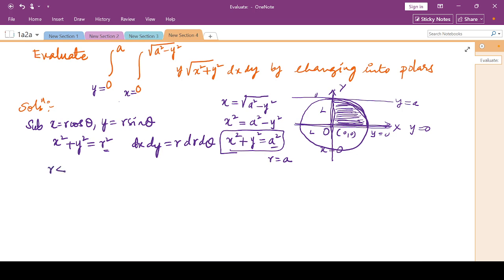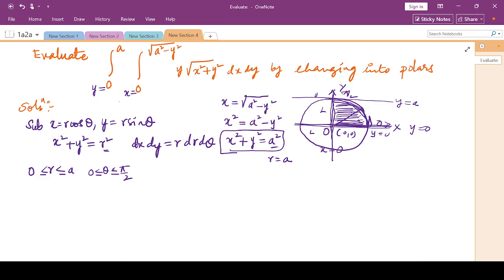Further, r varies from, and what is the value of theta? What is the starting point and ending point of theta? Just look at the radius of this circle. The radius starts from 0 to this final value, which is a. So r varies from 0 to a, and theta means this is theta. Theta varies from, this is 0, this is pi by 2, this is pi, as we know already from the previous example. So theta varies only from 0 to pi by 2, since it is the first quadrant.